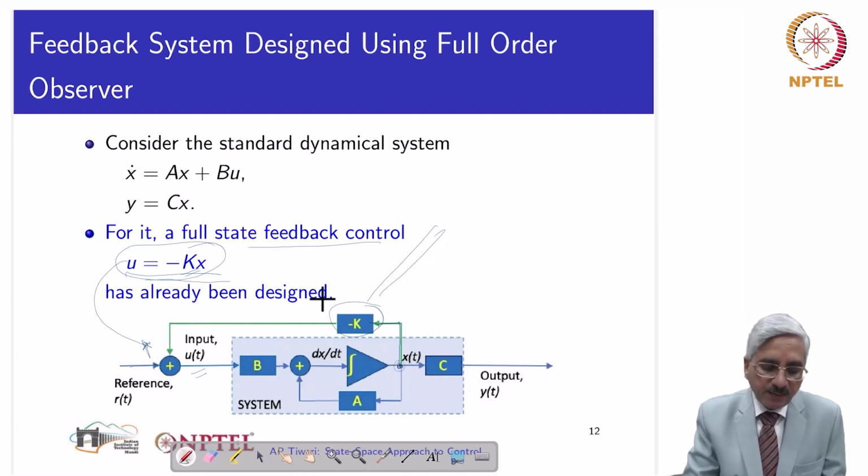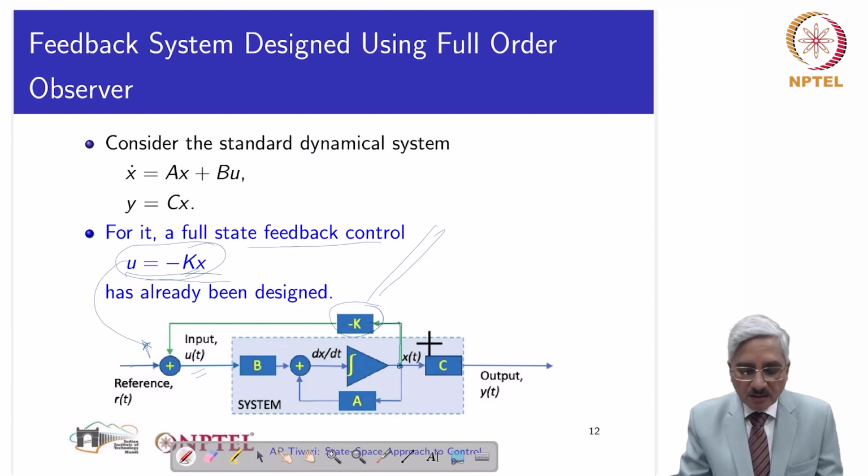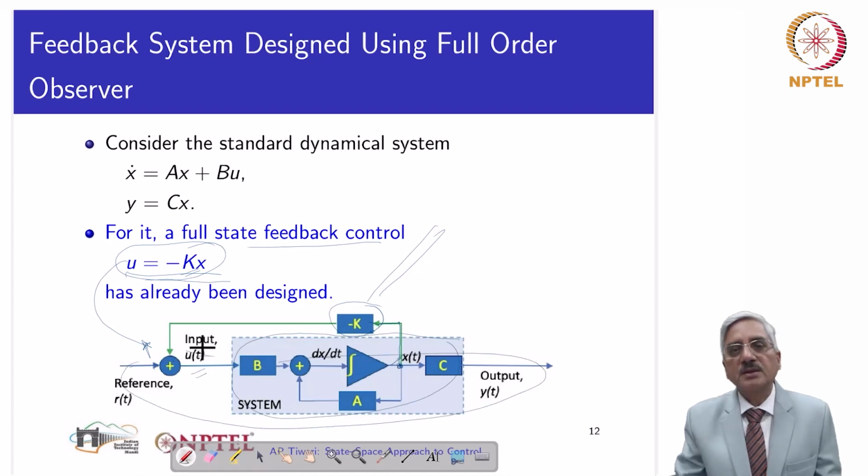This state will be tapped, it will be multiplied through the gain K, fed back at the input terminals. And this is of course the open loop system. If this was not done, then this is the open loop. Rest of the thing is representing the open loop system. So we designed the full state feedback control with that premise in mind.